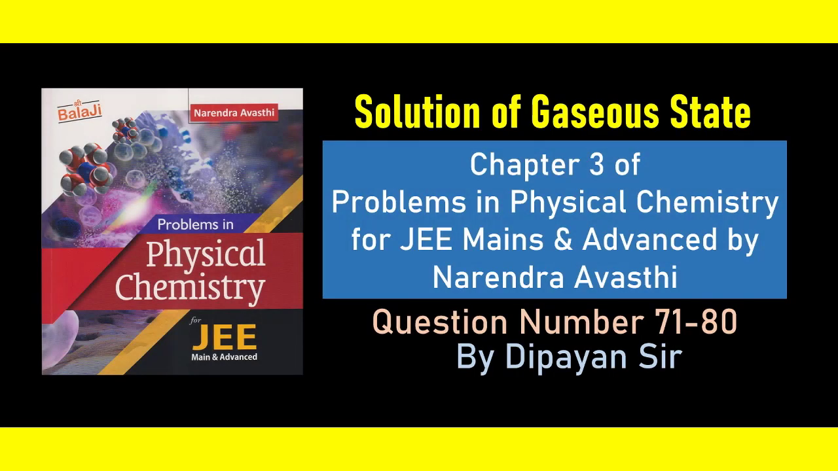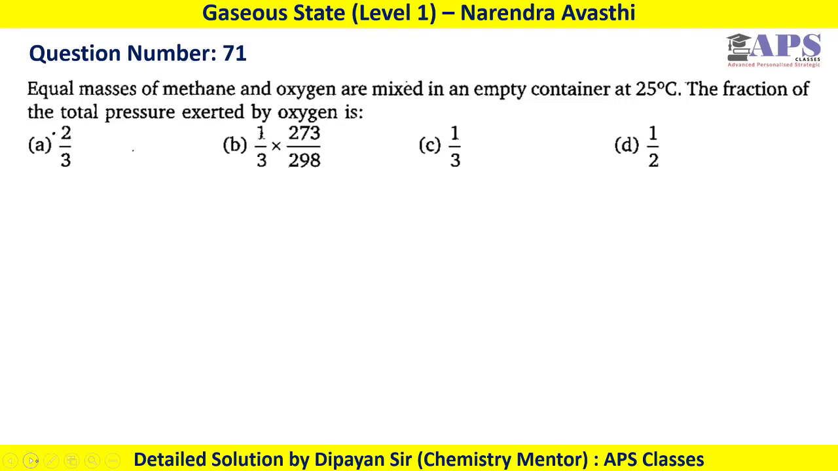Hello students, in this video we are going to discuss question number 71 to 80 of gaseous state from Problems in Physical Chemistry for JEE Mains and Advanced by Narendra Awasthi book. In question number 71, equal mass of methane and oxygen are mixed in an empty container at 25 degrees centigrade. The fraction of total pressure exerted by oxygen atom.